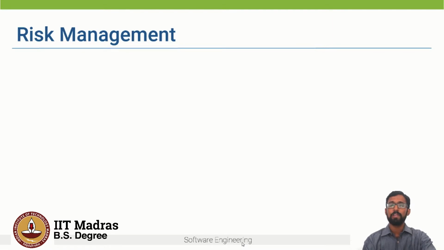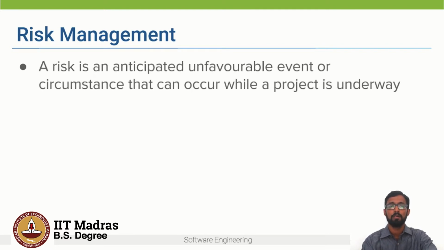In the previous video, we looked at different ways in which we can create a schedule for our project. So another aspect of project management is to identify and mitigate risks which can occur in a project. So what is a risk? A risk is an anticipated unfavorable event that can occur while a project is underway.